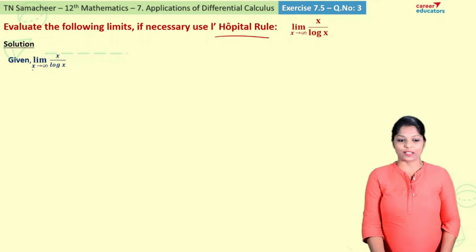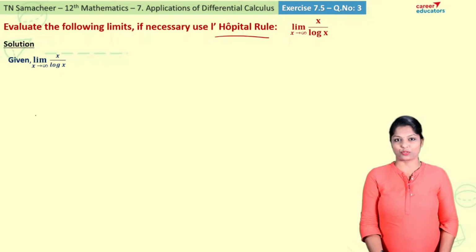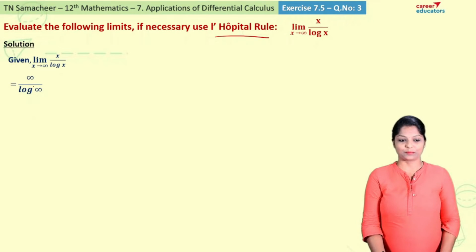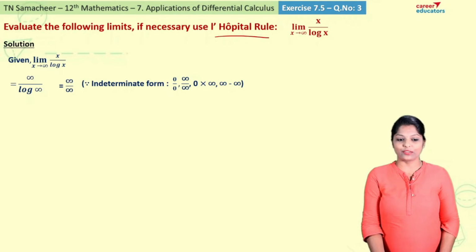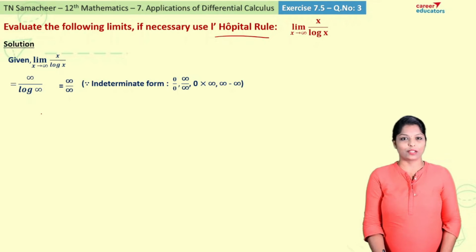Given limit x tends to infinity x divided by log x. First stepல கொடுத்திருக்கிற functionல limit directா substitute பண்ணணும். Substitute பண்ணோம்னா we'll get infinity divided by log x ல infinity substitute பண்ணோம்னா we'll get log infinity. Next stepல further simplify பண்ணோம்னா we'll get infinity divided by log infinity ஓட value infinity. So we will get infinity divided by infinity. Infinity divided by infinity is in indeterminate form. So we have to apply L'Hôpital rule.